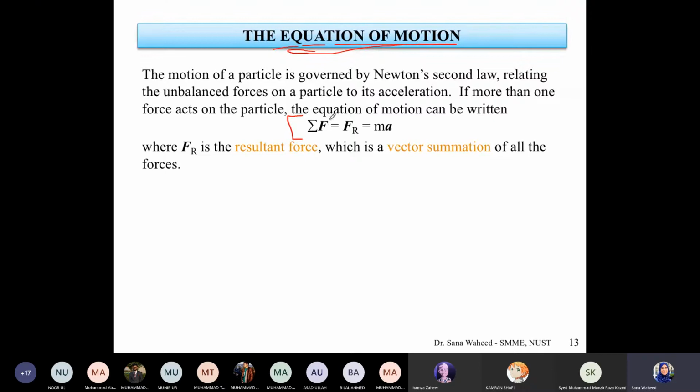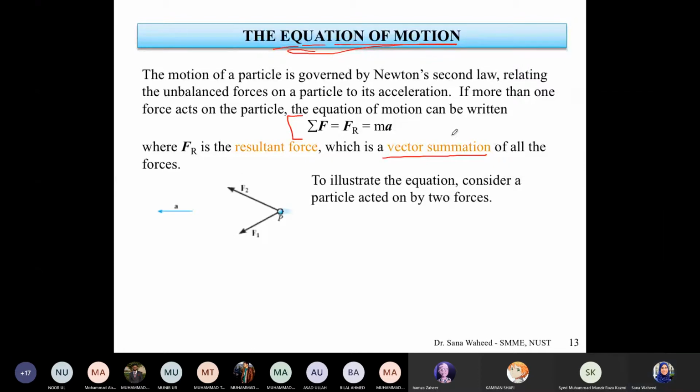Please note here that each of the F and the A here are vectors. So when I say summation of F, I mean a vector summation, right? Their individual X components and Y components will have to add together. Yes, so just be careful about vector addition.